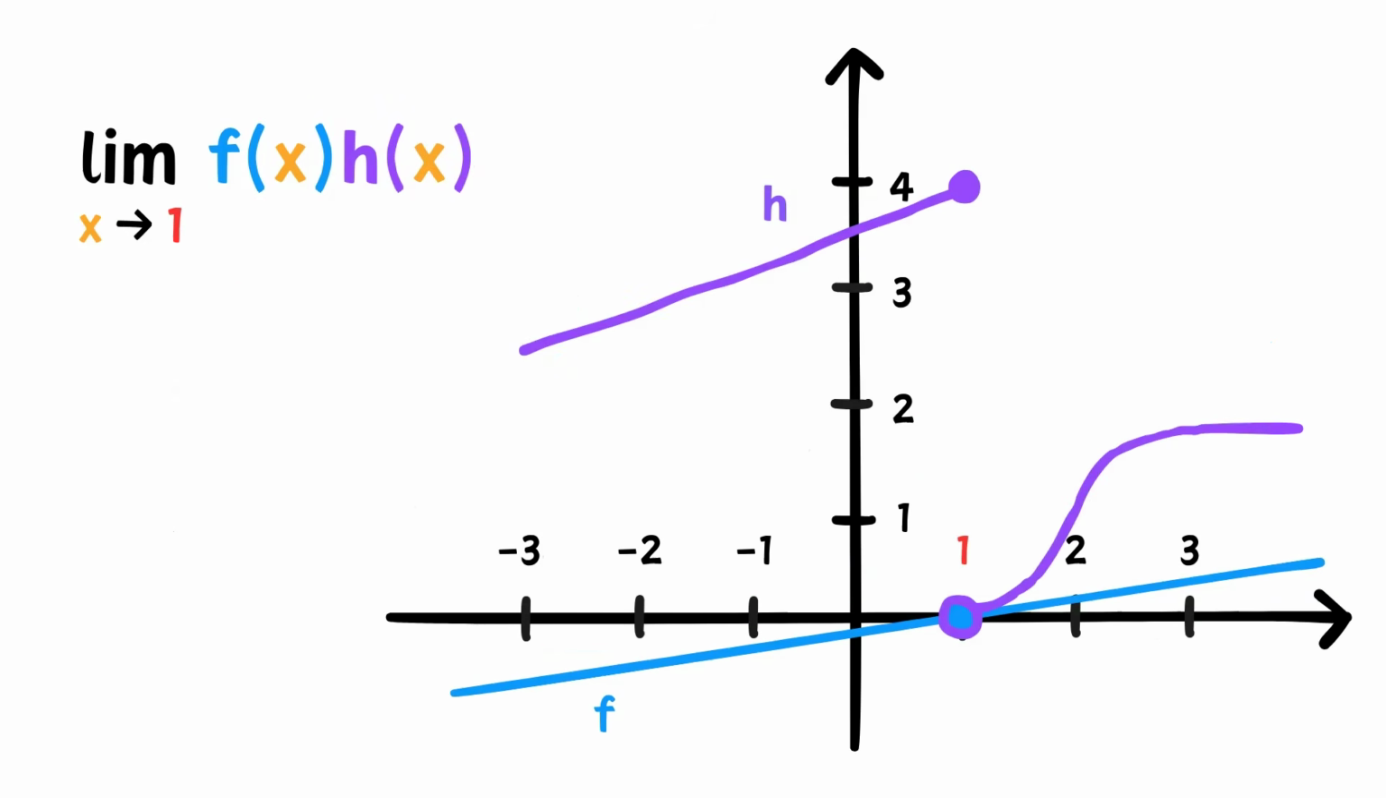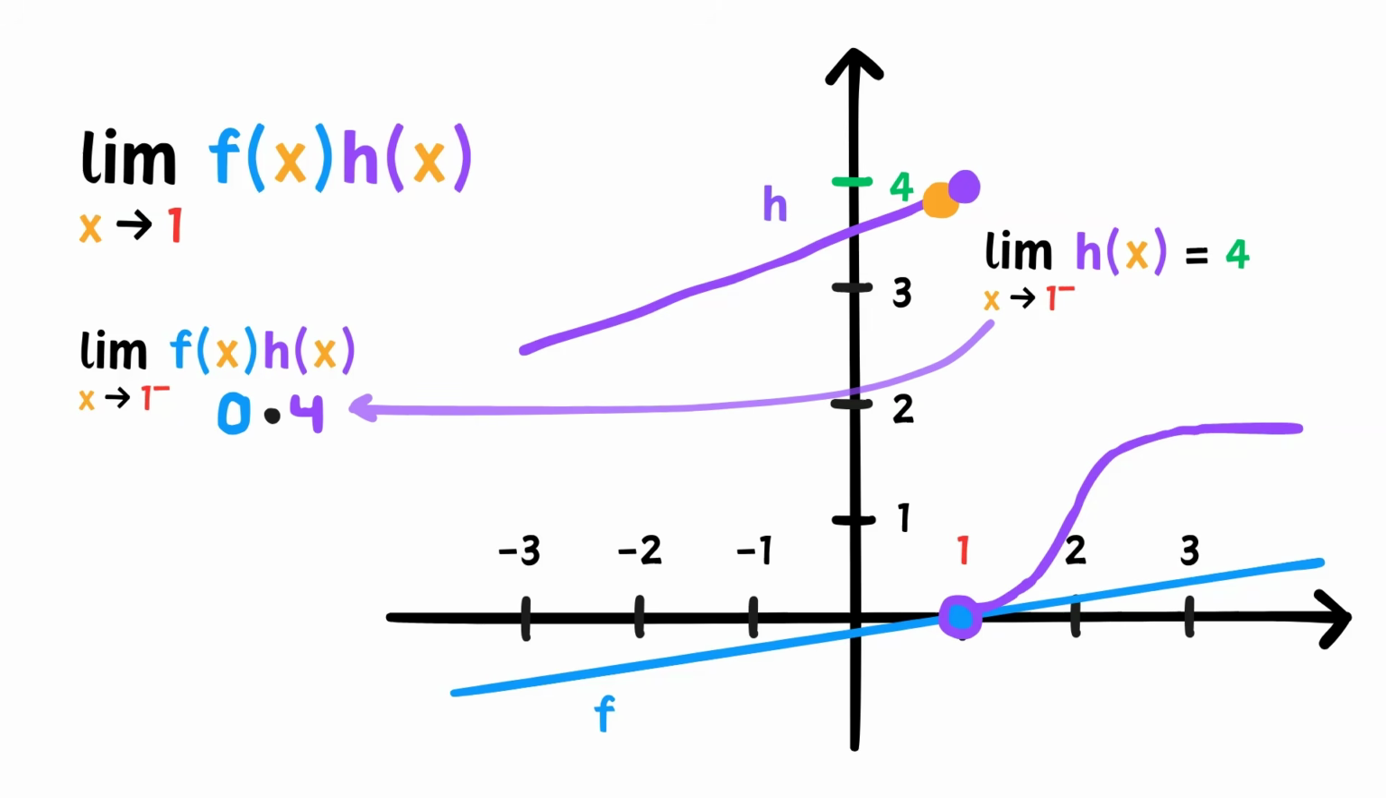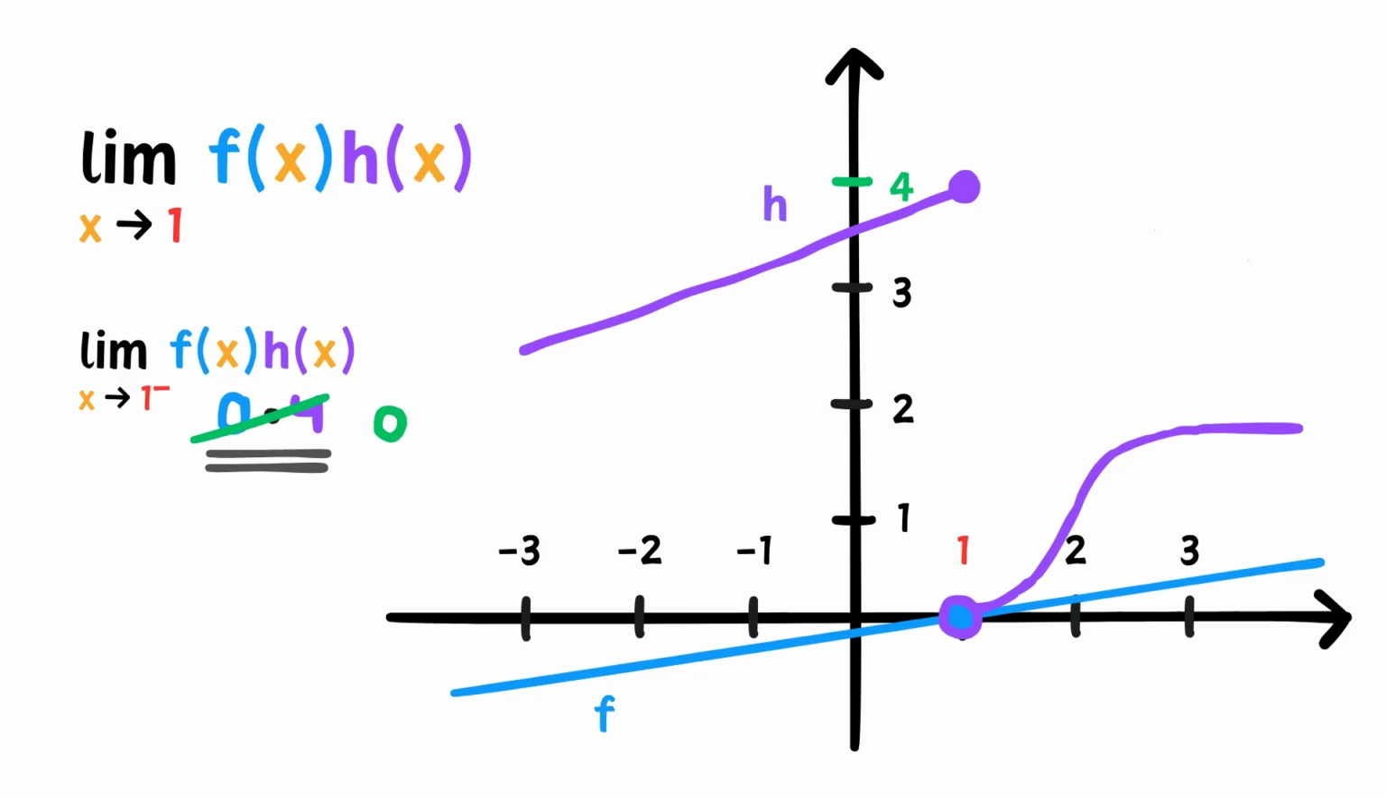What is the limit of f of x times h of x as x approaches 1? First, let's find the limit from the left. The limit of f of x as x approaches 1 from the left is 0. The limit of h of x as x approaches 1 is 4. 0 times 4 is 0. So the limit from the left is 0.